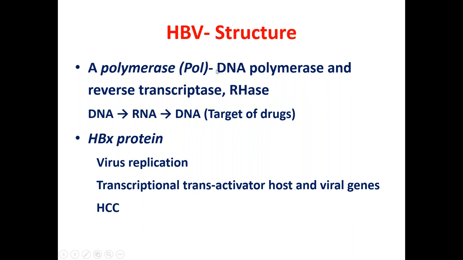This occurs because the hepatitis B virus DNA polymerase enzyme has both activities. It can produce a DNA from a DNA, and it can also produce an RNA from a DNA. That is, it has reverse transcriptase activity. This is a unique feature, and it is used as a target for drugs. The drugs which act against reverse transcriptase are being used for management of hepatitis B virus.